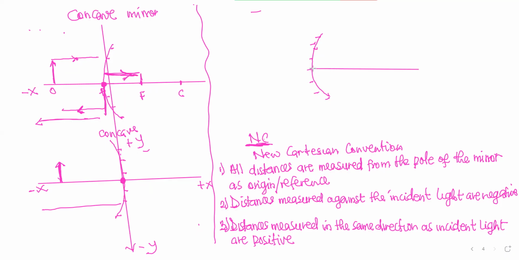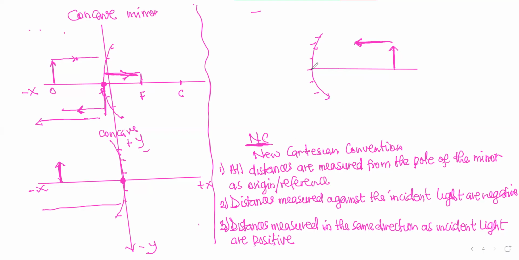This is concave, and decide to place the object here. It isn't all the time that the object will be placed at the left-hand side. It can change. It can also be placed here. So if it is this, then this will be the direction of the incident light. The light or ray must always come from the object.